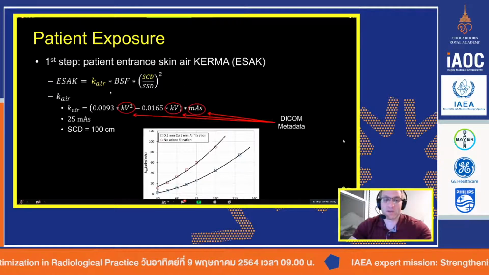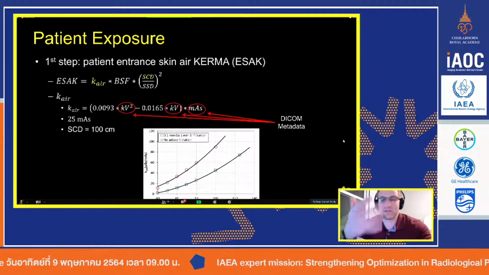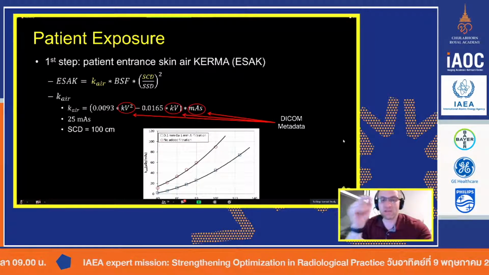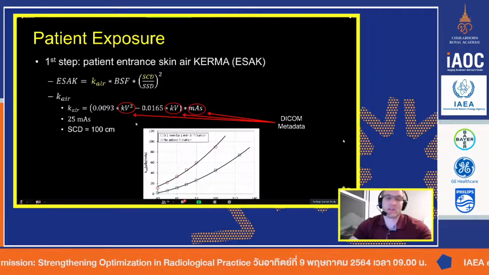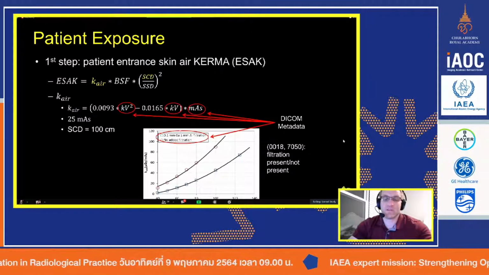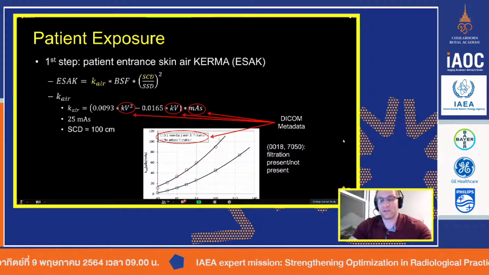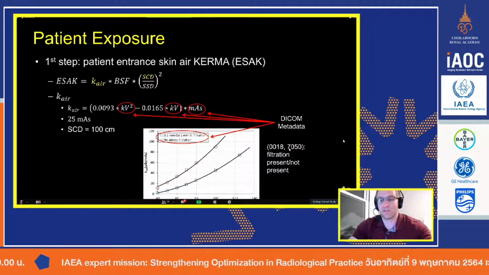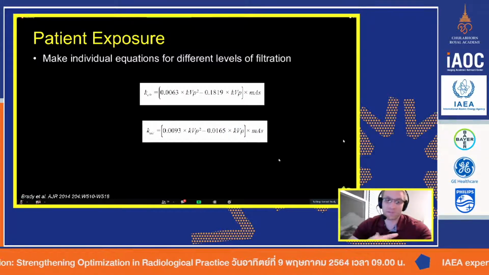The nice part about this equation is when little Johnny goes in and gets exposed, he gets an abdomen, and we look at his metadata, it will tell us what the kV and mAs is. So all I have to do is take that number out of the metadata and plug it into my equation, and I know what air kerma is. The metadata will also tell you if it was a filter or no filter, and it may even tell you which filter it was. So here is the tag, the DICOM value, 0018,7050. It will tell you if filtration was present or not for my system.